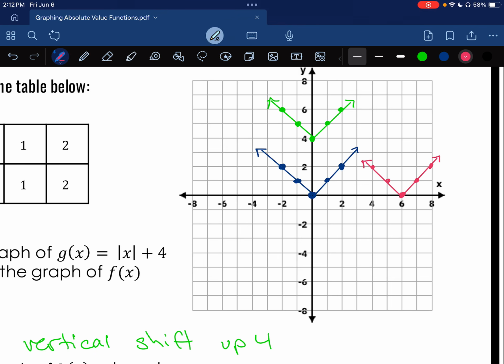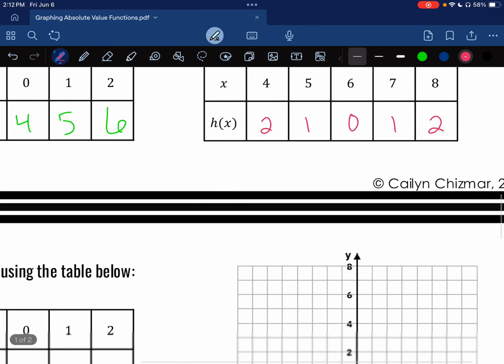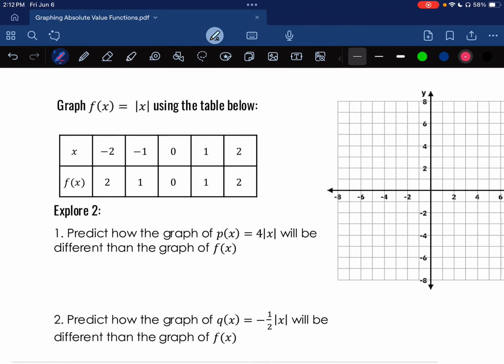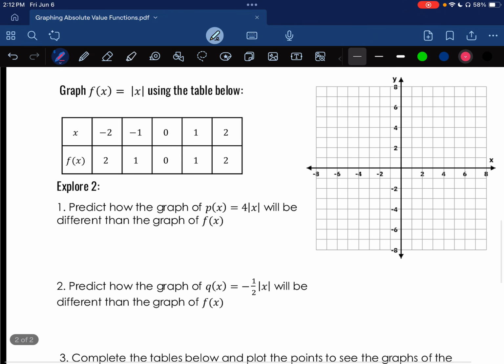All right, and now we can flip to the back. You're going to do the same thing: graph the parent function, and graph a p of x and a q of x. You're going to tell me how you think they're going to be different. Then graph them, and then we'll see what's going on.